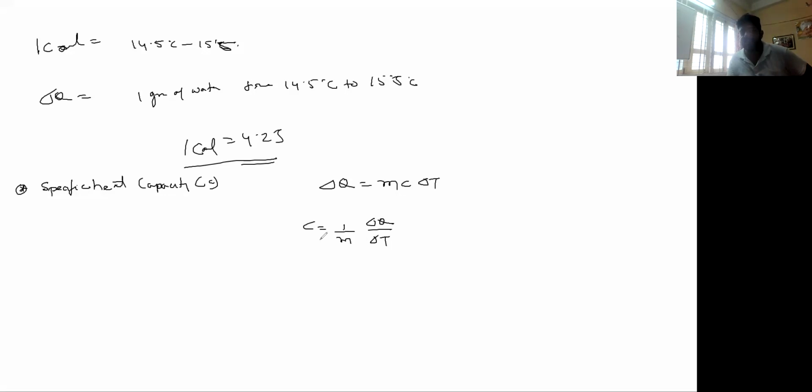Specific heat capacity is defined as the rate of change of heat per unit temperature, per unit mass. So what is the SI unit? SI unit is joule per kg per degree centigrade, or joule per kg per Kelvin. So you can use either the centigrade scale or the Kelvin scale. After specific heat capacity, some important points about the specific heat capacity.